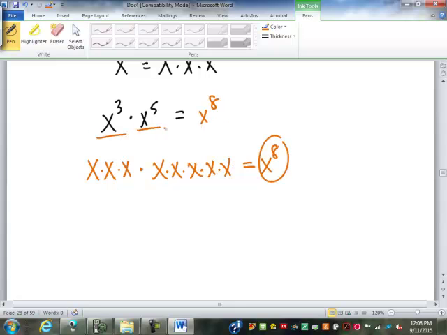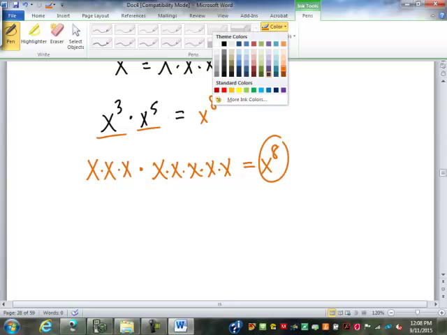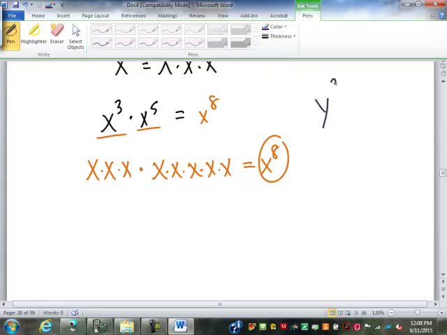When we're multiplying variables with exponents, it looks like we're adding the powers. And that's the shortcut. We're just going to add 3 plus 5 is 8. But we are actually multiplying. It's just, it looks like addition. So if I have y to the 9th times y to the 12th, I get y to the 21. 9 plus 12 is 21.